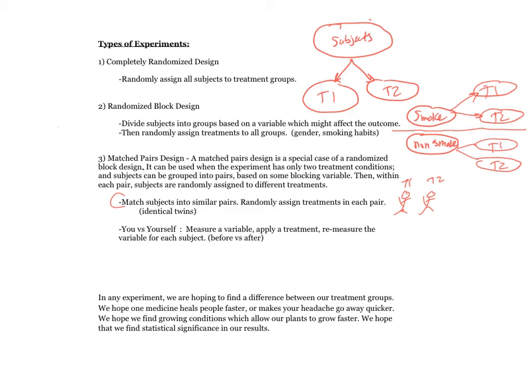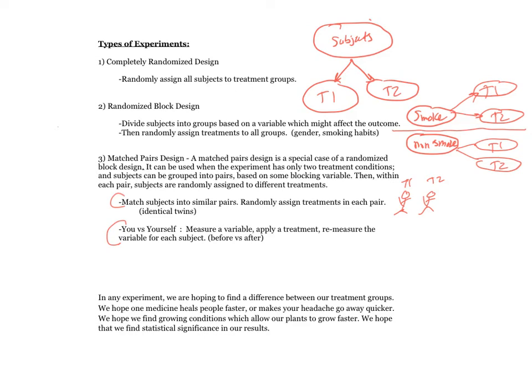Another form of matched pairs is you versus yourself, where we measure a variable for you, then apply some treatment and then remeasure the variable for you. So it's kind of a before and after situation. A lot of times, alcohol studies are this way, where they have you do some kind of reaction test or memory test before you drink alcohol, and then have you drink some alcohol and retest you. So it's a you versus yourself situation. That is also considered a matched pairs design.